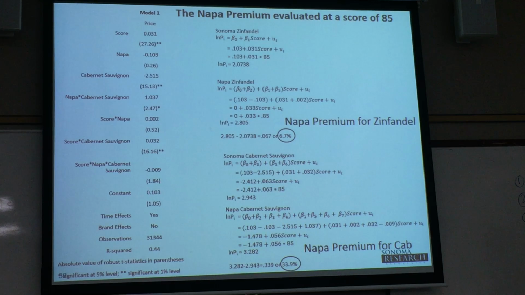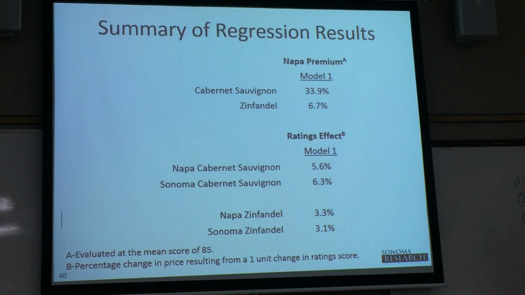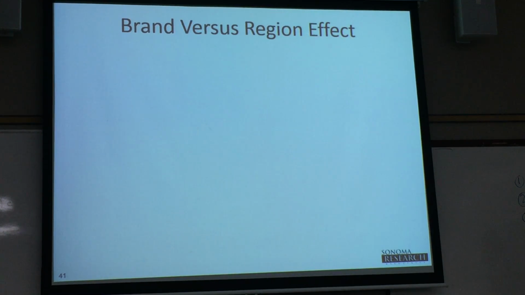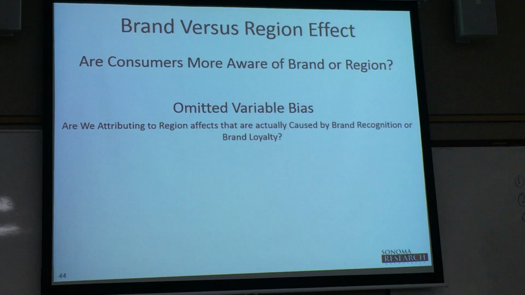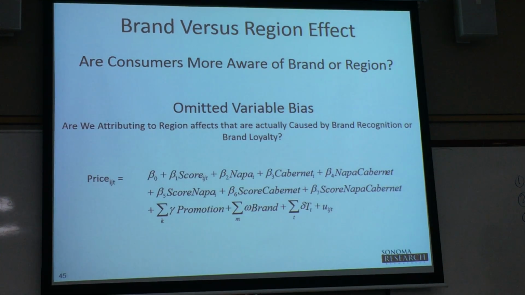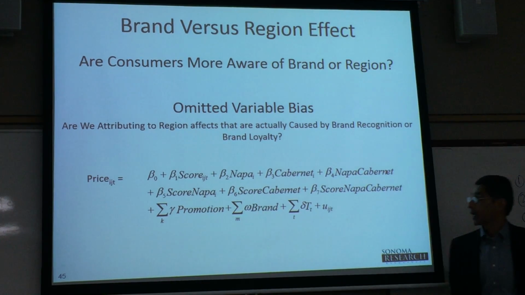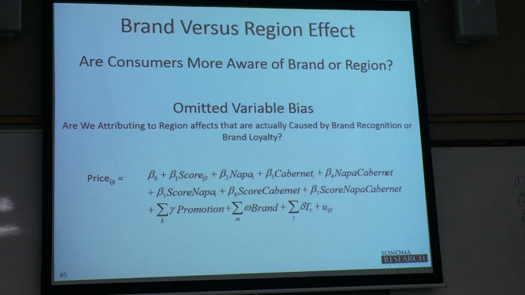So, Napa premium for cab. All right, so let's do this, brand versus region. We're going to address something called omitted variable bias, which could bias our results. Are we attributing to ratings something that's actually a brand effect? We want to make sure we don't bias our results. So we're going to add in a dummy variable for brand.